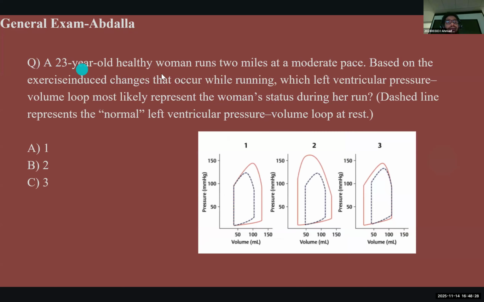Next question. A 23-year-old healthy woman runs 2 miles at a moderate pace. Based on the changes that occur while running, which left ventricular pressure-volume loop most likely represents this woman's status during her run? The dashed one is normal, and the full one is the changes during exercise. We got a B.